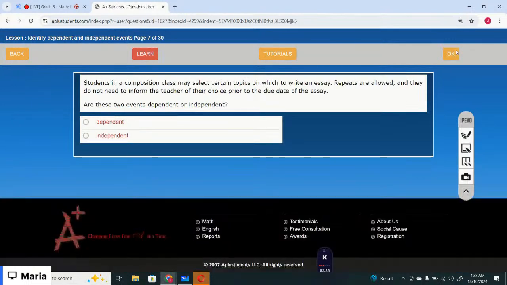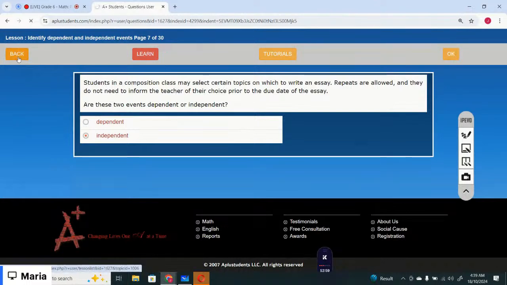Option 2. Students in a composition class may select certain topics on which to write an essay. Repeats are allowed. They do not need to inform the teacher of their choices prior to the due date of the essay. Which is the correct option? Because repetitions are allowed, that means they are independent events. Got it? You can complete the lesson by yourself later today.